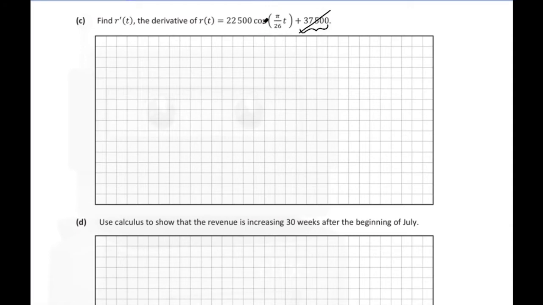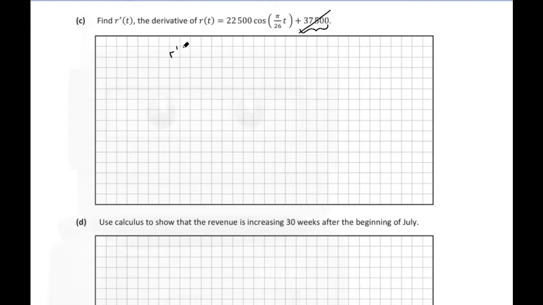The other thing we have is cos, and what we know about cos is it goes to minus sine. The only difference is we've got pi over 26t inside here. So that comes into play just by the chain rule. So let's take a look.